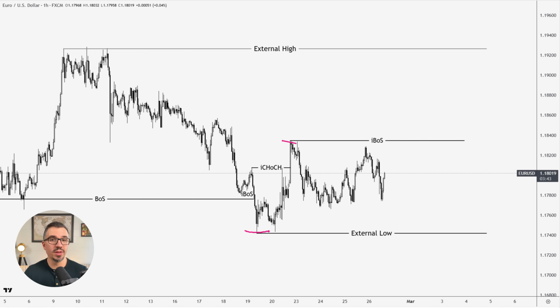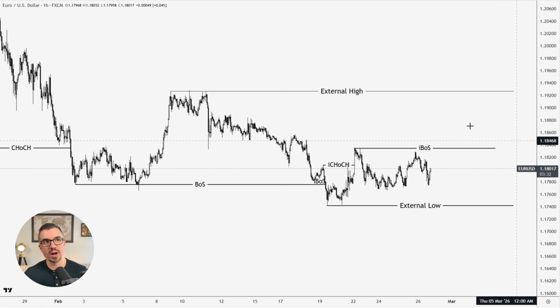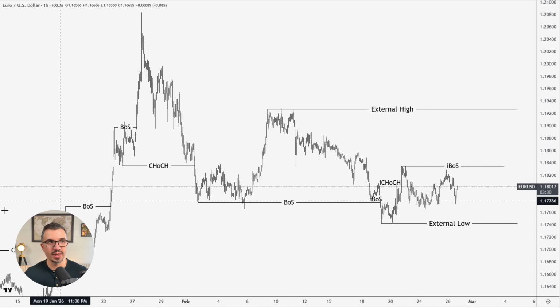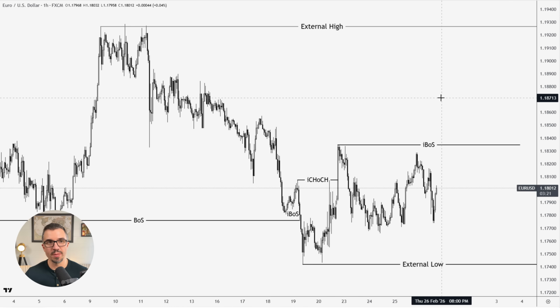But the name of the game here, if you want to become a better SMC trader, is to understand where this is relative to the external structure. As we discussed before, you can absolutely trade this, but you have to understand where this is on the chart. And when we look at this in context of the external structure, it is technically still bearish. That does not mean that you cannot trade this internally, but you've got to understand where we are on the chart, because that's going to dictate how much you risk on the trade, whether you even take the trade at all, your targets, etc.